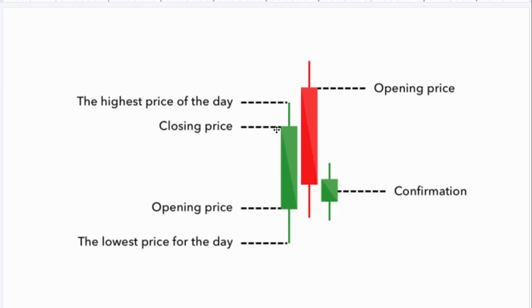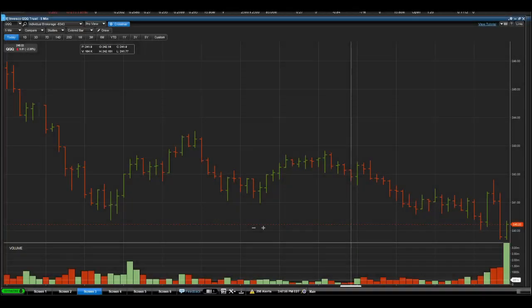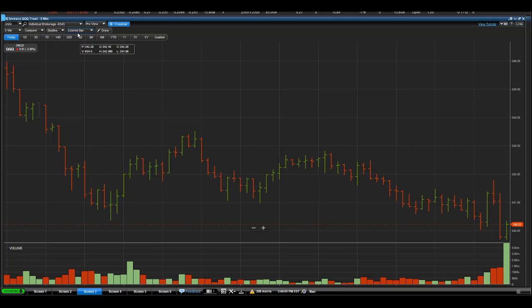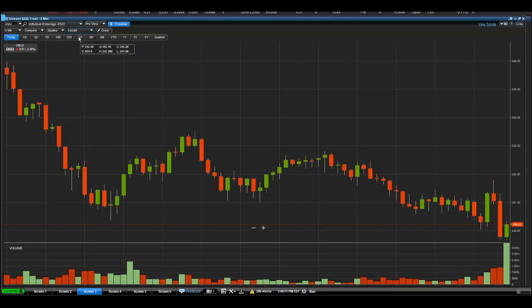regular bar patterns. If you go here to eTrade, you can click on the drop down menu and click the candle, and you can see here the difference between the bar, the colored bar, and the candle. It just gives a little bit more of a full view of how the trends are actually reacting.